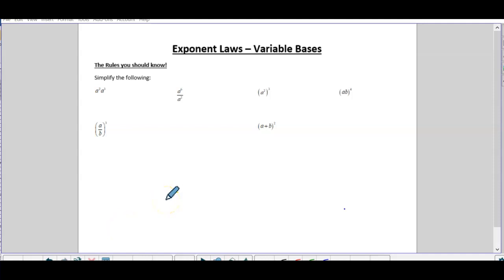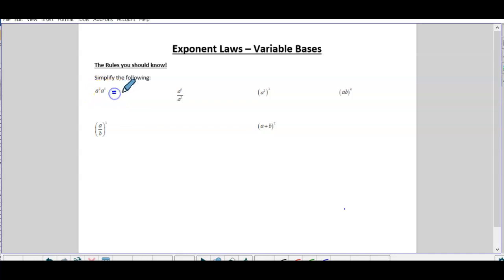Okay, so exponent laws, variable bases. You've done a lot in junior high with exponent laws with number bases, and so this is just an extension of that. So rules that you should know. We have a chart as well that you may have gone through or will go through in the next video, depending on what order.